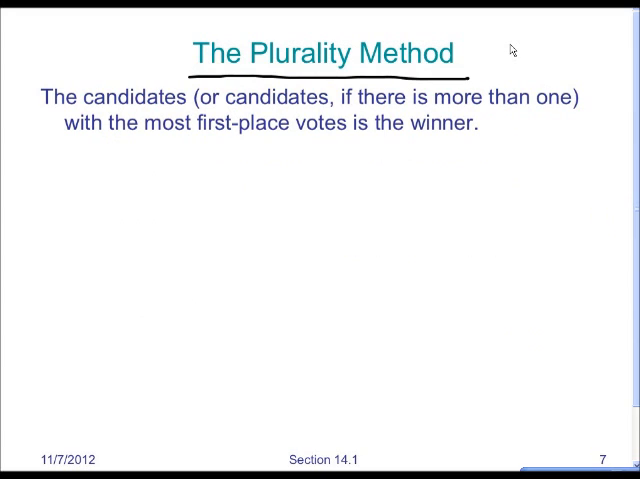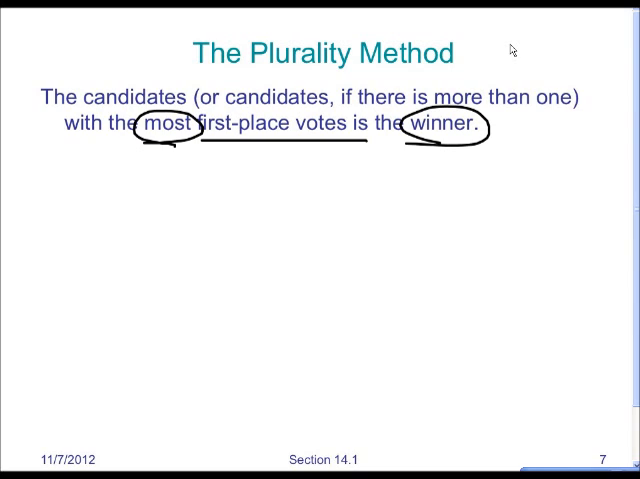Counting ballots, this is called the plurality method. In the plurality method, we only look at the first place votes. We don't care who is the second choice, we don't care who is third choice, we don't care who is fourth choice. Whoever has the most first place votes, that one's the winner. Plurality method, most first place votes.